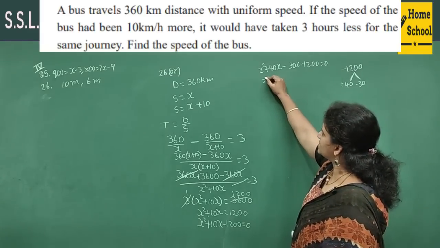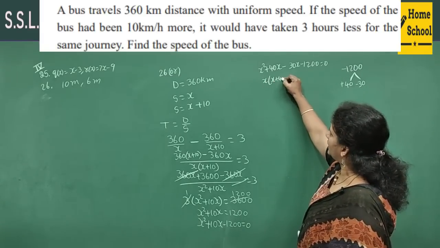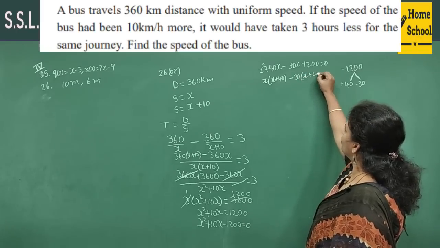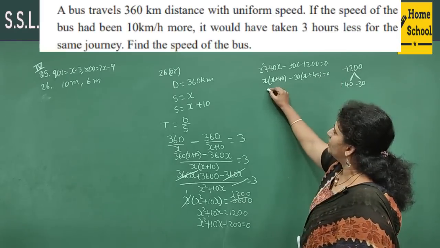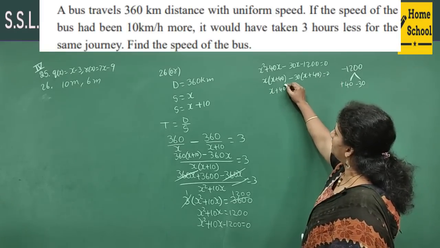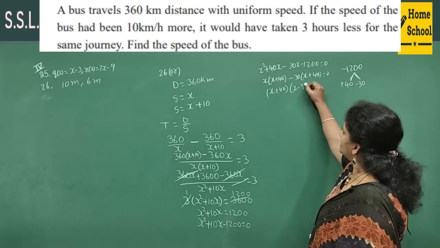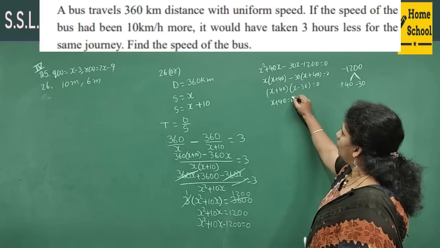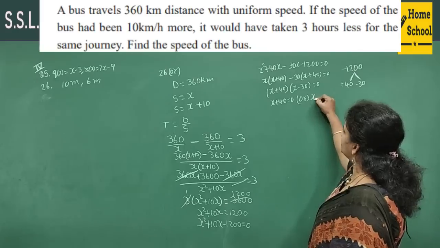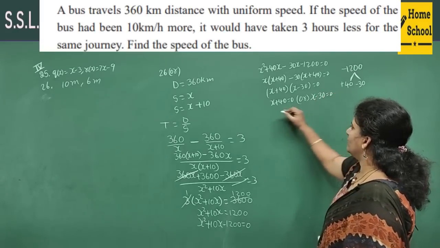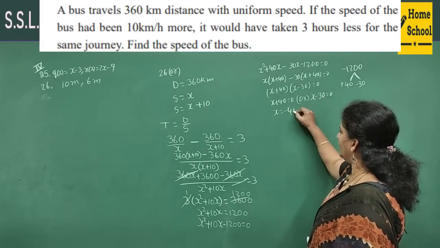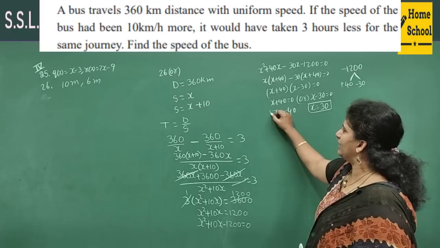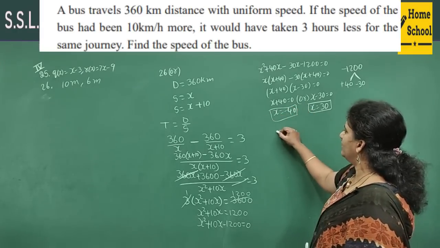Now in these two, x is common. x plus 40 minus 30, common. x plus 40 is equal to 0. Now again, x plus 40 is common, x minus 30 is equal to 0, x plus 40 equal to 0 or x minus 30 equal to 0. x is equal to minus 40 or x is equal to plus 30. See, speed cannot be negative.